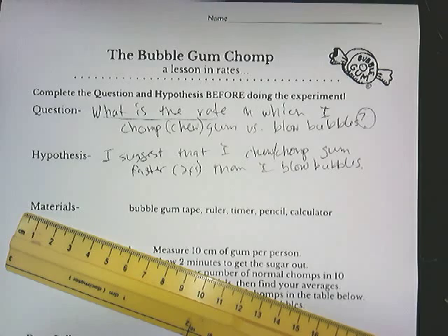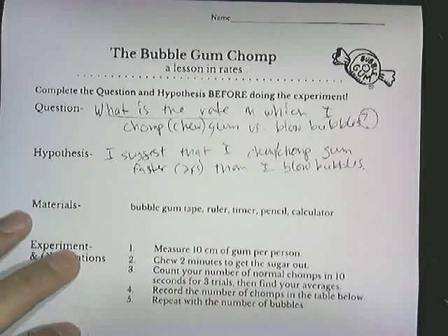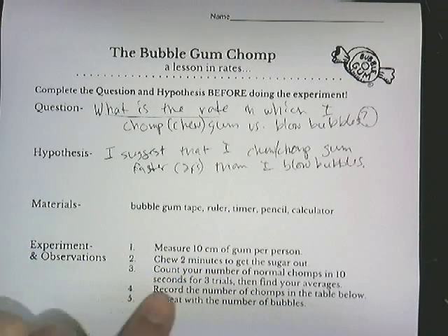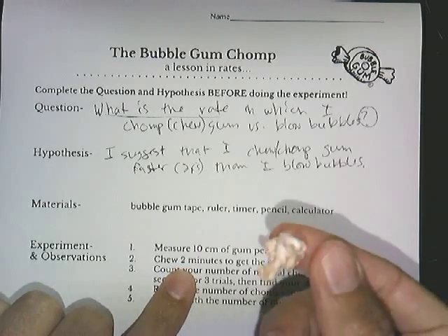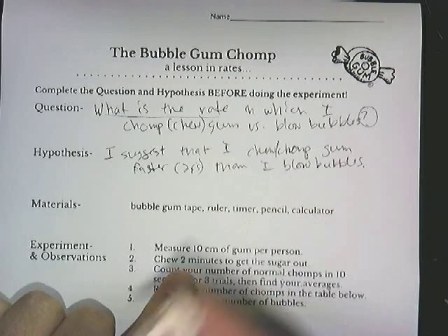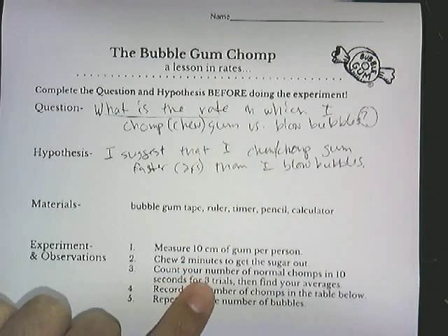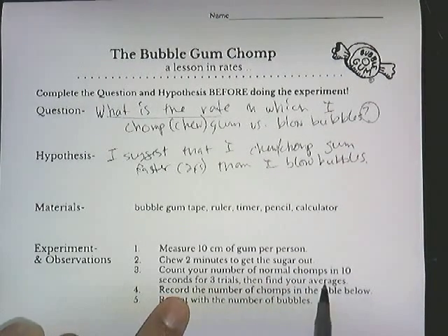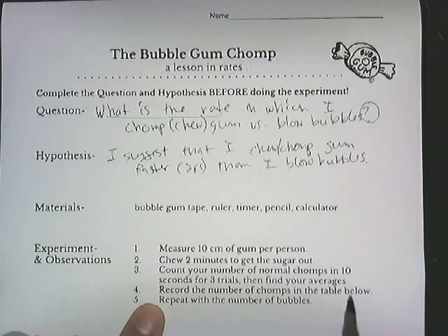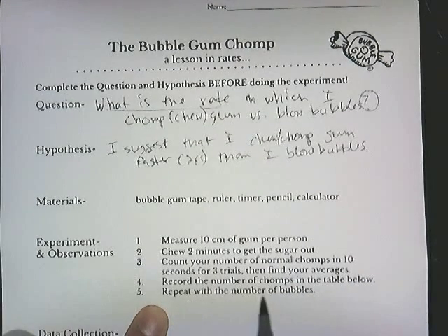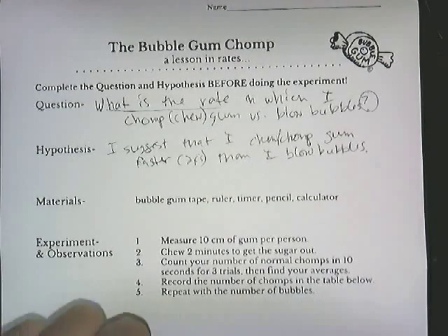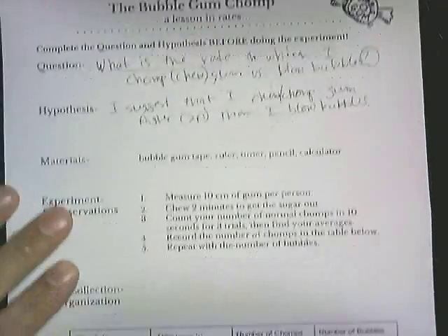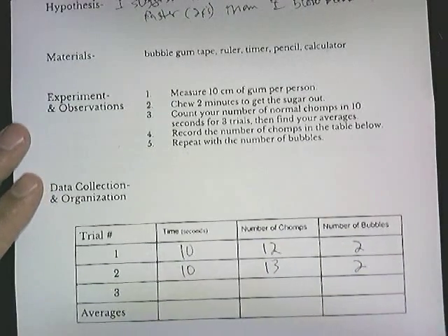And in this case, for the sake of getting the lab going, I already have my gum, because you need to chew it for 2 minutes. So here's my gum. True story. That's my gum. So count the number of normal chomps in 10 seconds for 3 trials, and then find your averages. And you're going to record the number of chomps in the table below. You're going to repeat this with the number of bubbles. So I've helped set up an experiment for you. I already did a couple just to get the ball rolling.